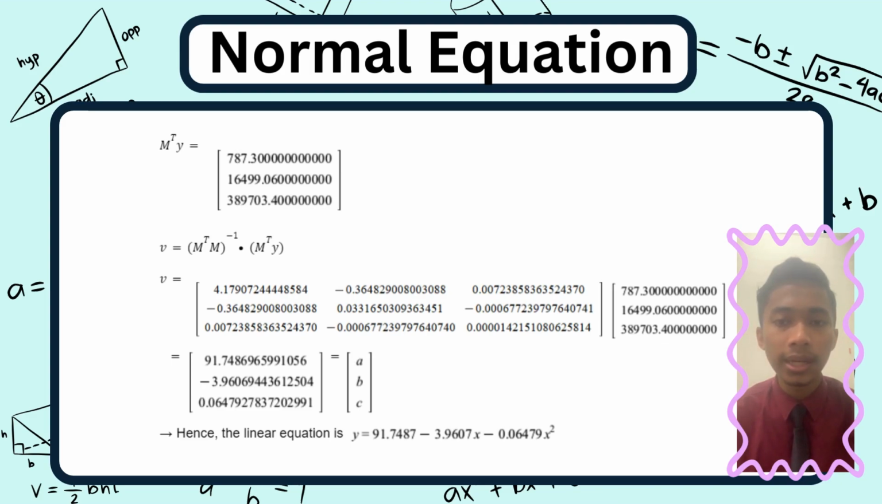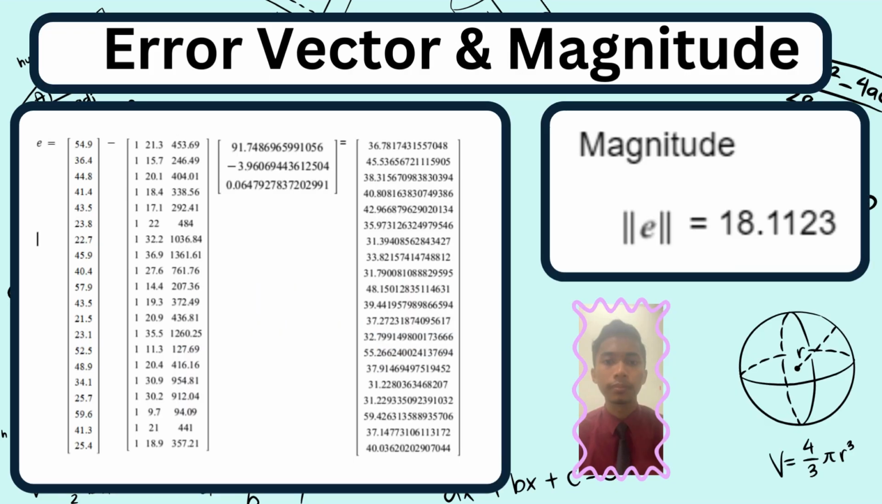Hence, the linear model for the quadratic model is y equals 91.7487 minus 3.607x plus 0.06479x squared. Sorry, there is an error in the equation, because for the 3 times 1 vector, the third row is plus, not negative.